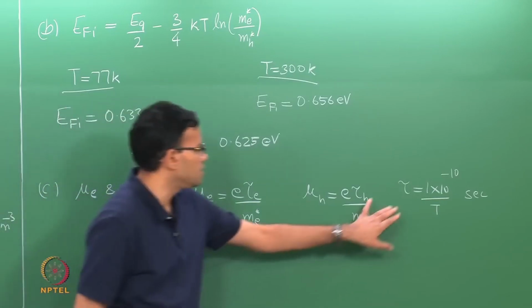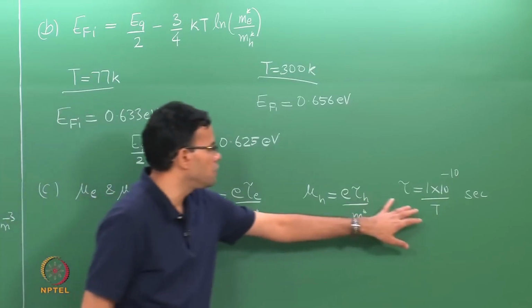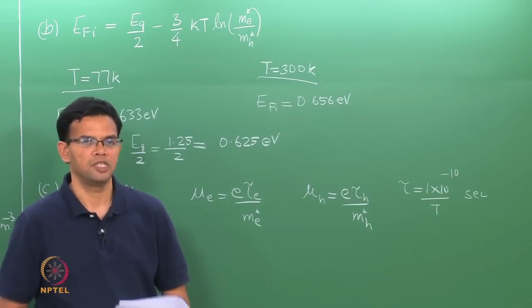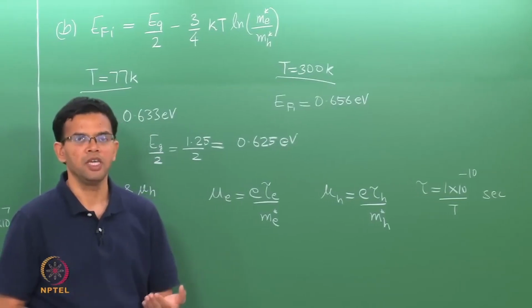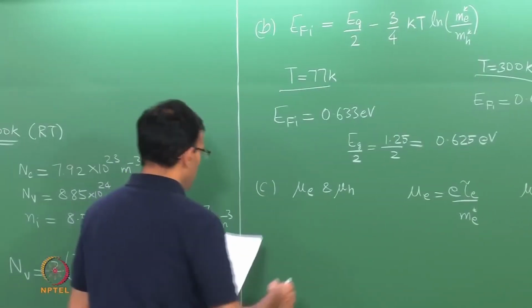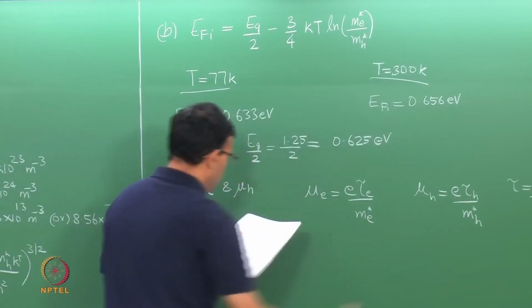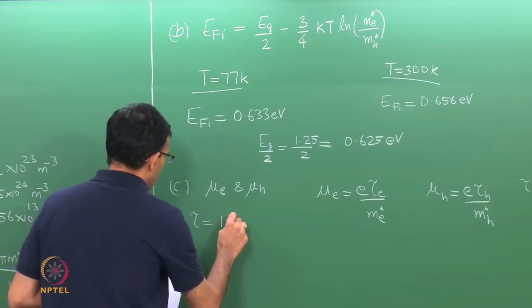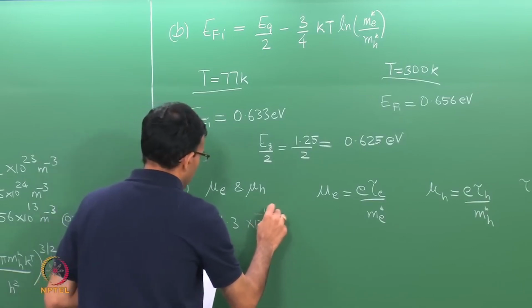In this particular question, tau E and tau H are both the same, because we do not distinguish between electrons and holes. We only say it depends upon temperature. Once we calculate tau, we can go ahead and calculate mu E and mu H and get it for the two different temperatures. So, let me again write down, this side is 77 Kelvin, this side is 300 Kelvin. So, tau if you calculate is 1.3 times 10 to the minus 12 seconds.